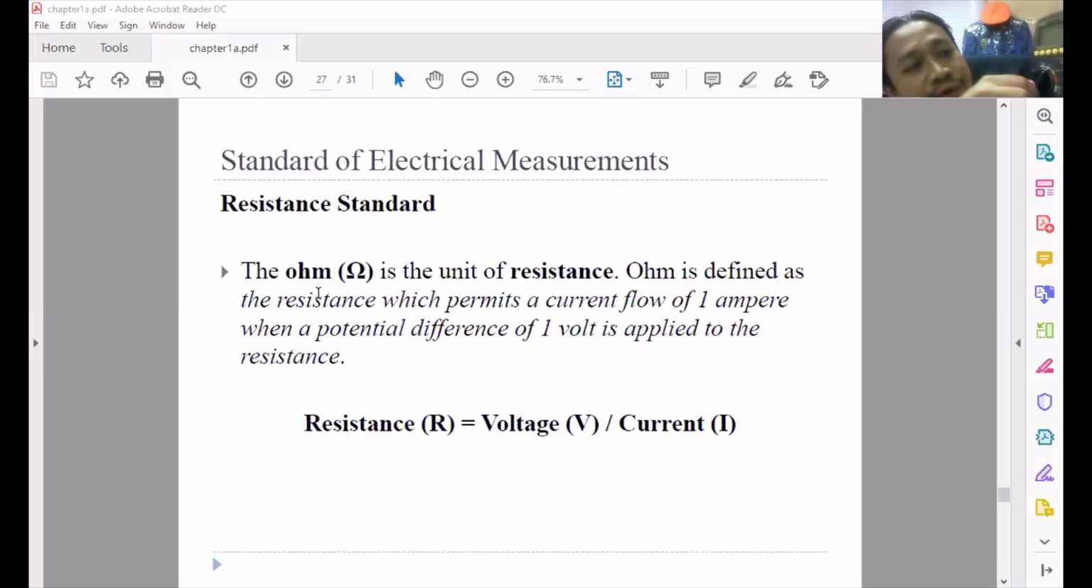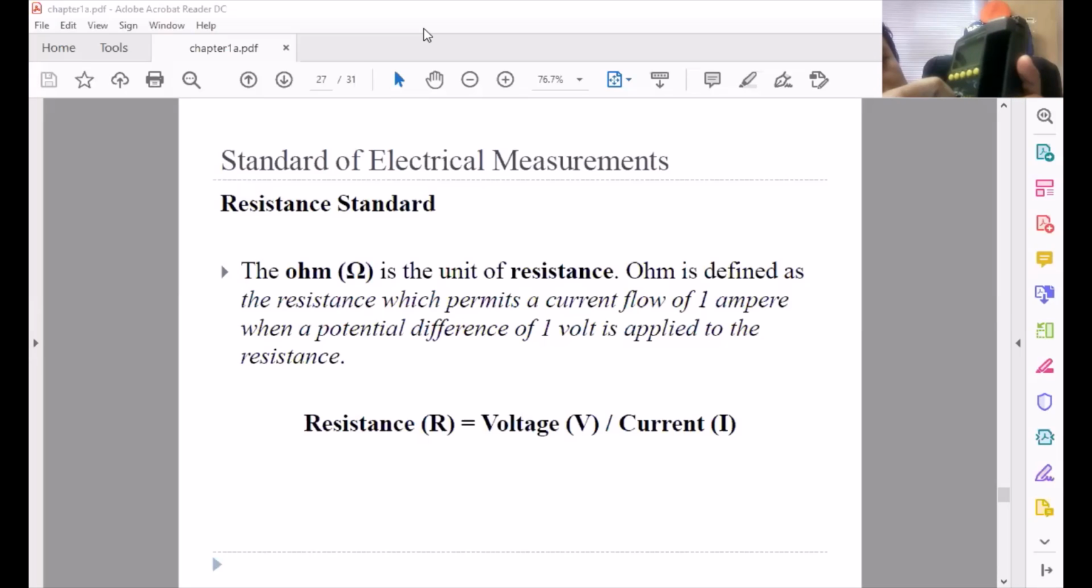On the digital multimeter, we have this one to measure the voltage. This one is to measure the resistor, and also we can use it to measure the frequency. And the last one is to measure the current. This is on the digital multimeter.